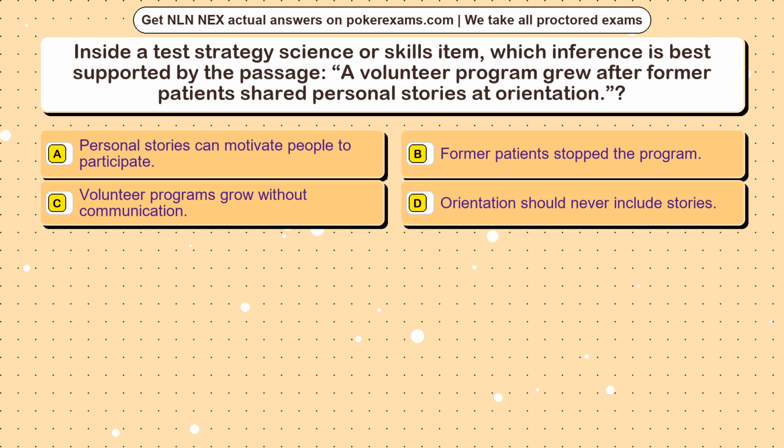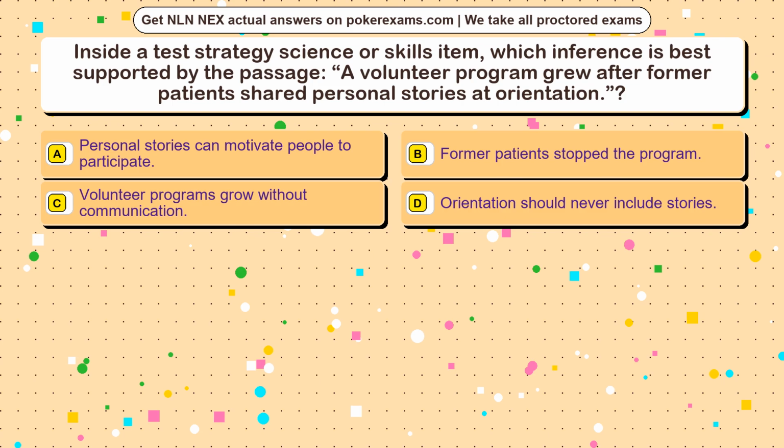Question 24. Inside a test strategy science or skills item, which inference is best supported by the passage? A volunteer program grew after former patients shared personal stories at orientation. Option A, personal stories can motivate people to participate. Option B, former patients stopped the program. Option C, volunteer programs grow without communication. Option D, orientation should never include stories.